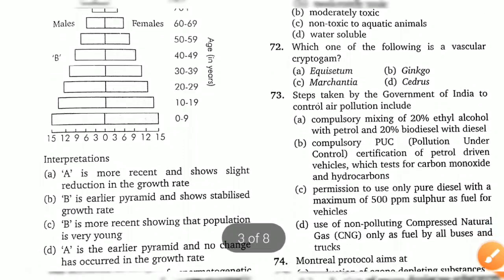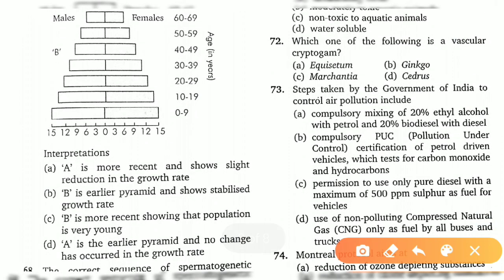Now 72nd question. Which one of the following is a vascular cryptogam? Options are Equisetum, Ginkgo, Marchantia, Cedrus. The answer is Equisetum.